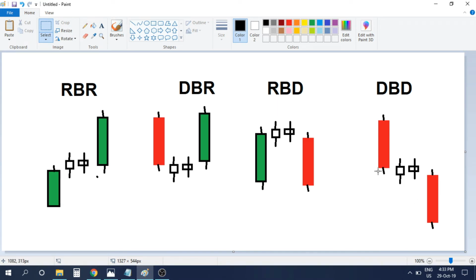Similarly, when price leaves a basing area through a bearish momentum candle, it leaves because of the strong sell order flow of the selling institutions.